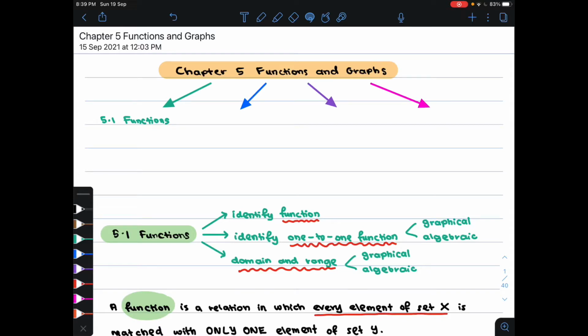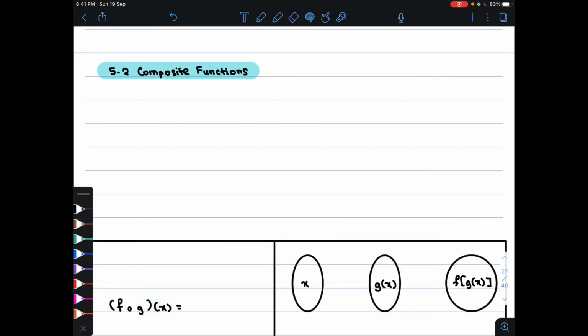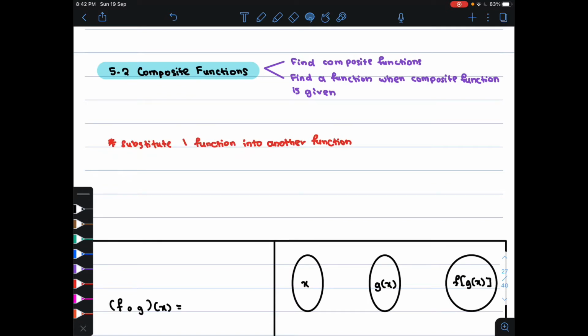The second subtopic is called 5.2 Composite Functions. And in this subtopic, we'll be learning about finding composite functions and finding one of the functions when a composite function and another function are given. So, what is the meaning of composite functions? Basically, you substitute one function into another function.